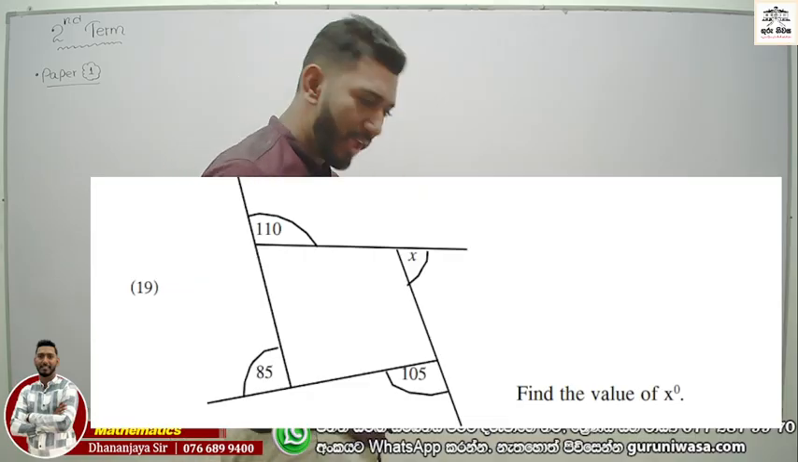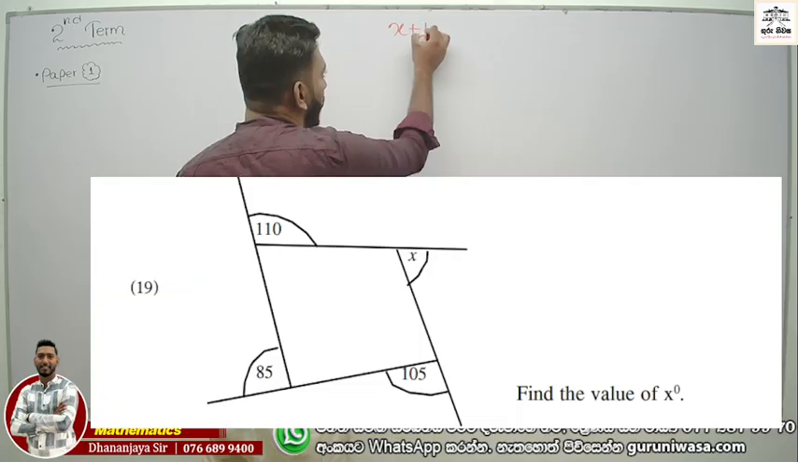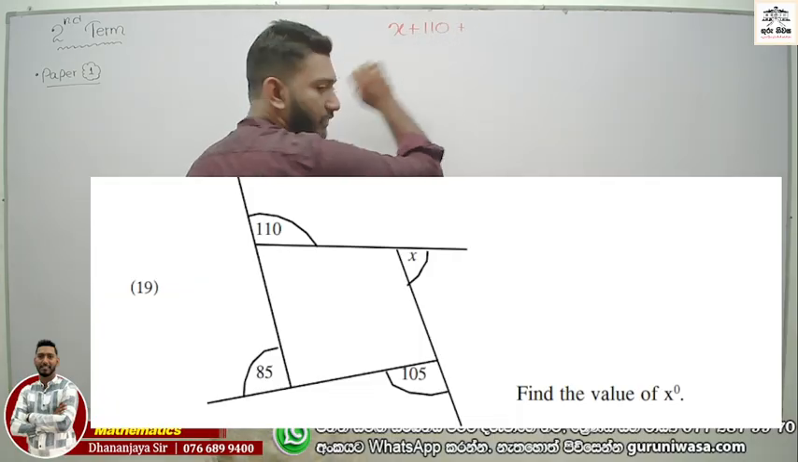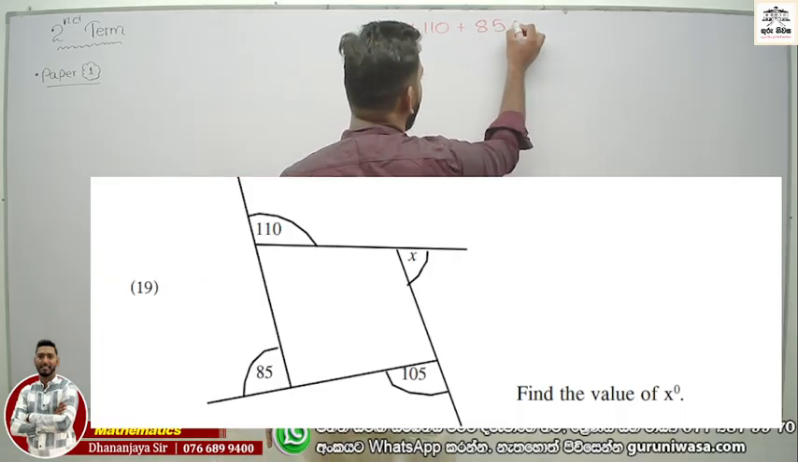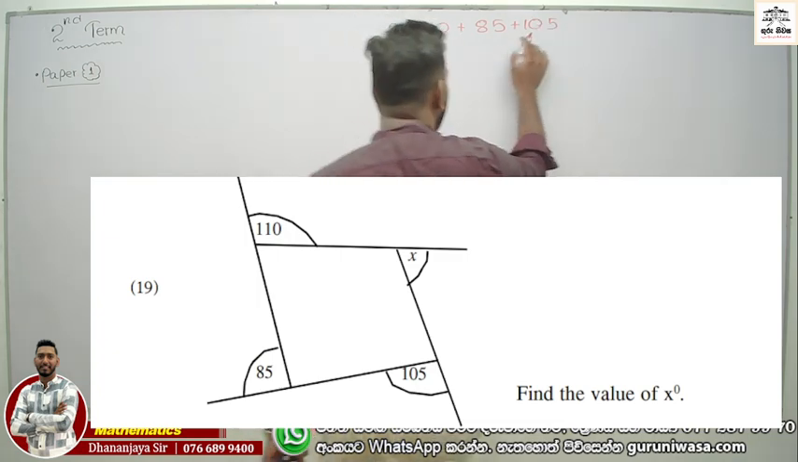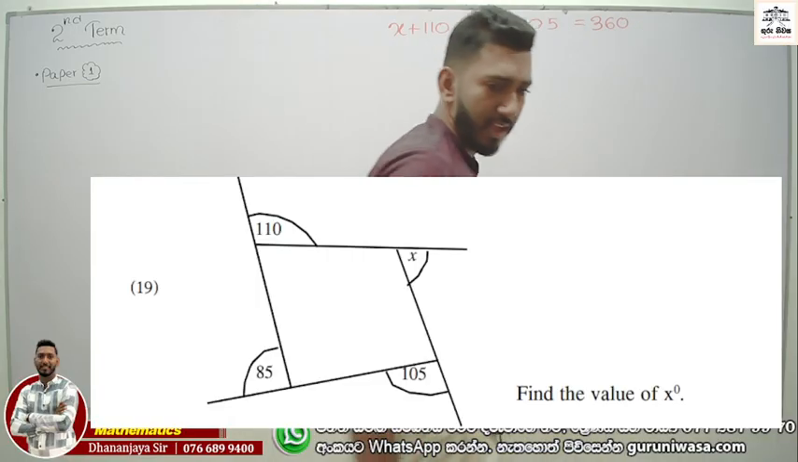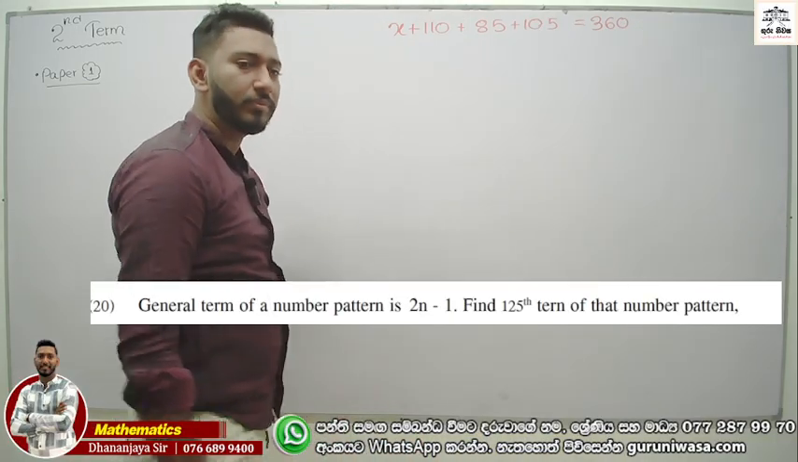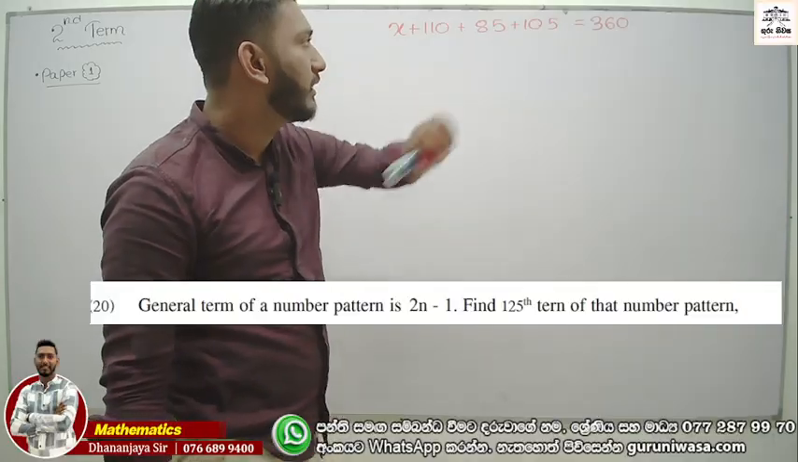Then there are 4 angles, you can write x plus 110 plus 85 plus 105. The sum of these 4 angles should be equal to 360. That's the theory, right? The sum of these 4 angles should be 360.